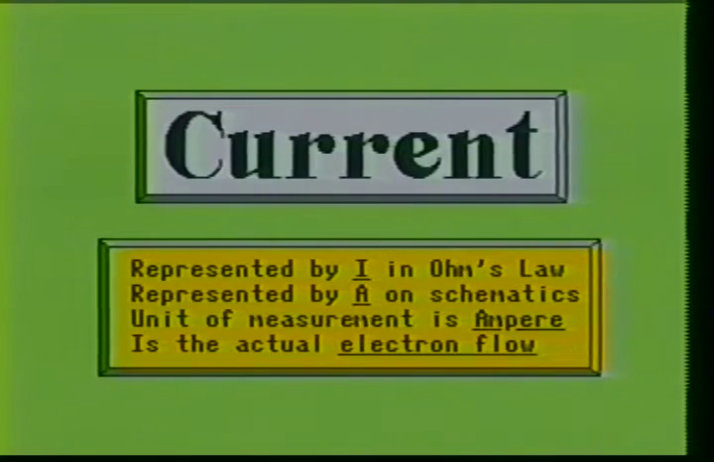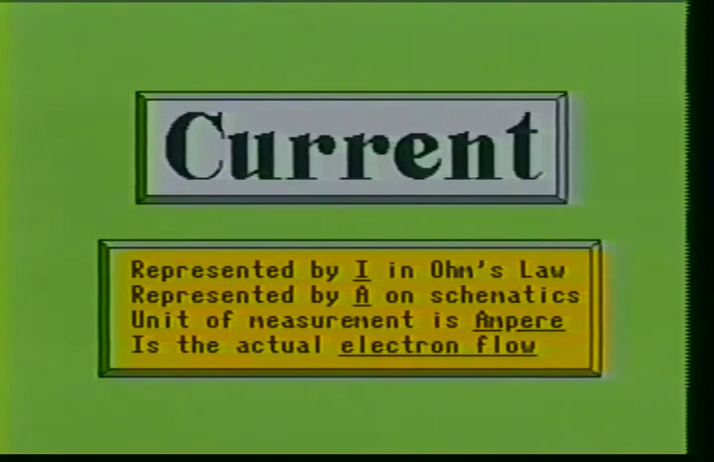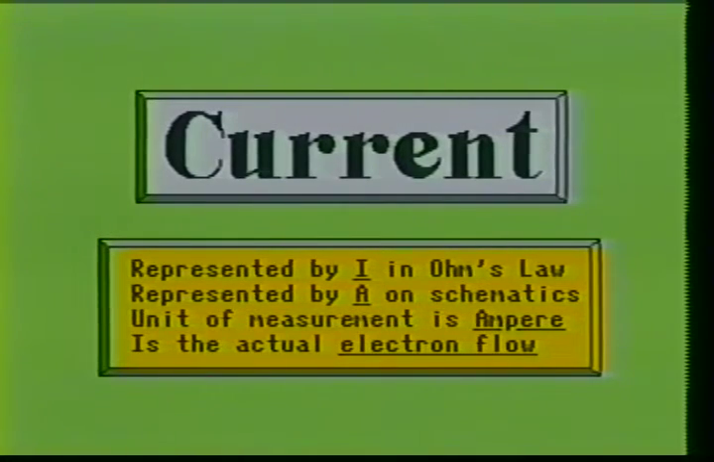The third variable we shall look at is the current, which is represented by the letter I in the Ohm's law equation. Current is measured in a unit called the ampere, or amp for short. Current is the actual electron flow through the circuit. It is the current which flows through the device which makes the device useful.